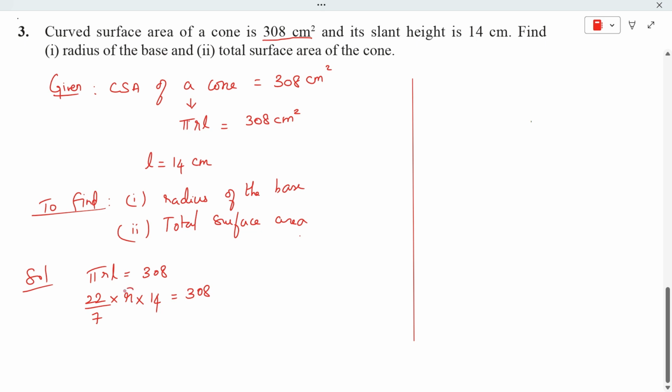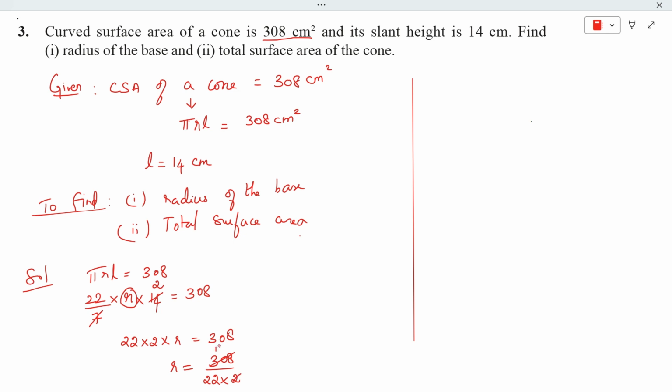In order to find radius, I need to transpose the number to the other side. Before transposing, I can cancel 7 and 14 by common factor. So 7 times 2 is 14. So write the remaining 22 times 2 into R is equal to 308. Take all the numbers to the other side. The multiplication will transpose to the other side in terms of division, isn't it? So now I can cancel it by 2 times.